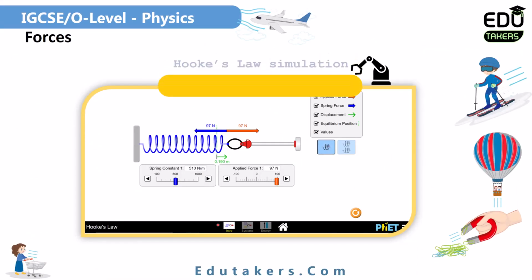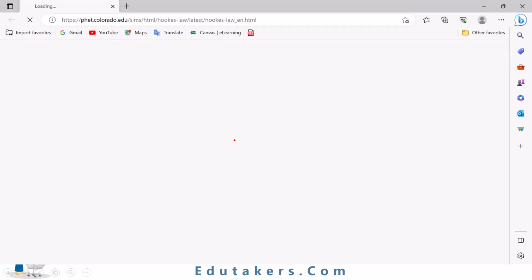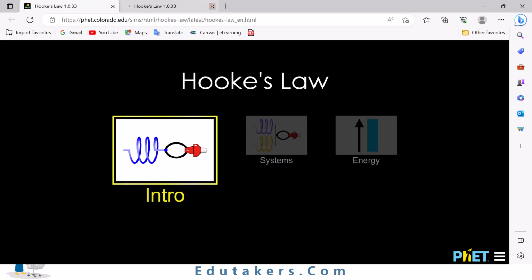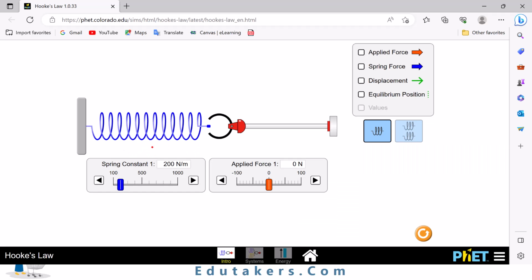Here is a simulation that is related to Hooke's law. Let's open this. You can see here I opened the first one, which is Intro. There is a spring and different factors are given: the applied force, spring force, displacement and equilibrium position. First of all, see the equilibrium position. It's the rest position or the mean position, or the original position.